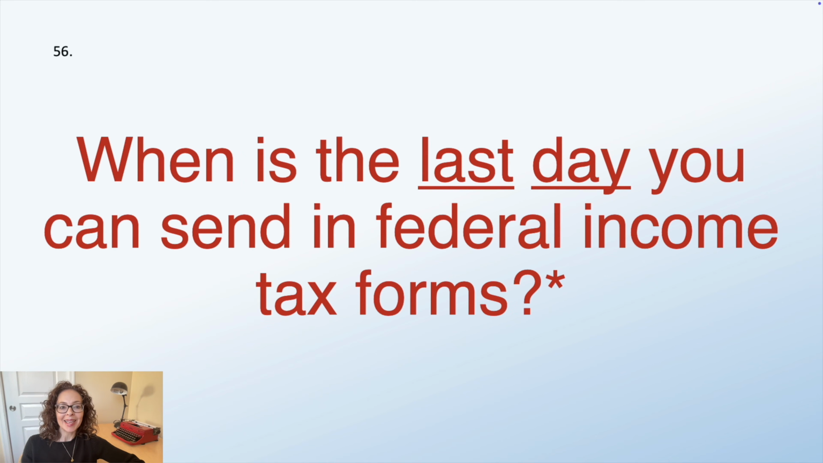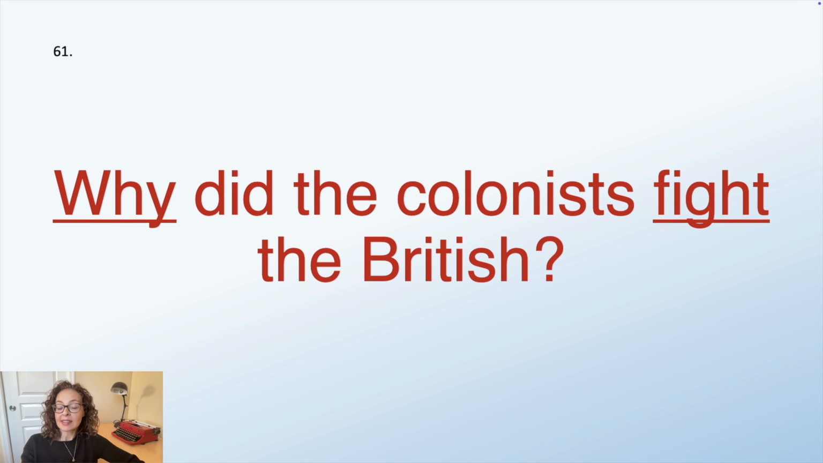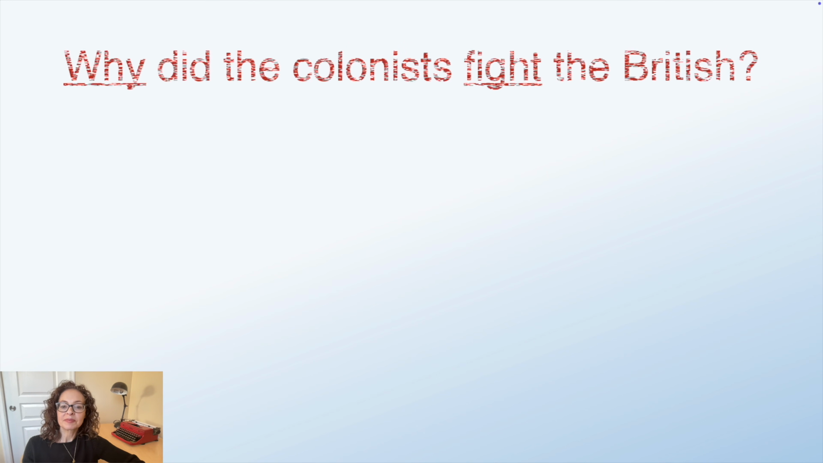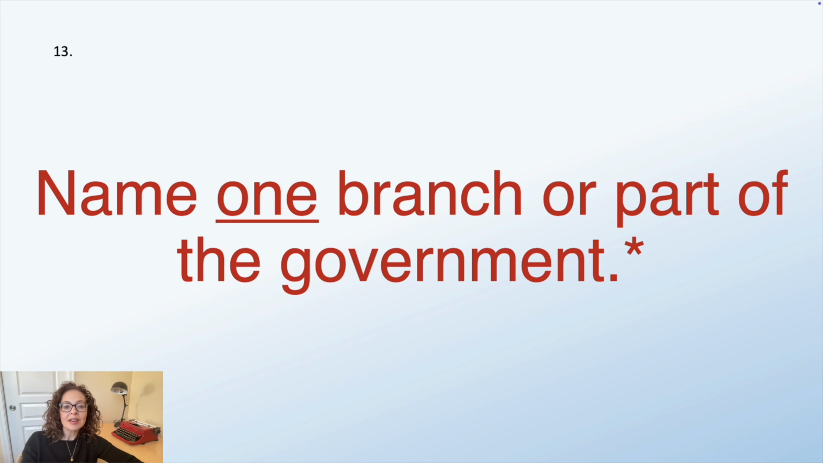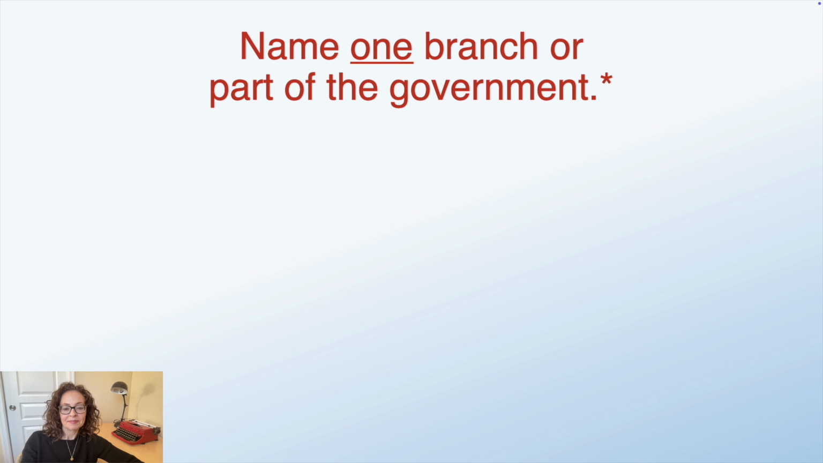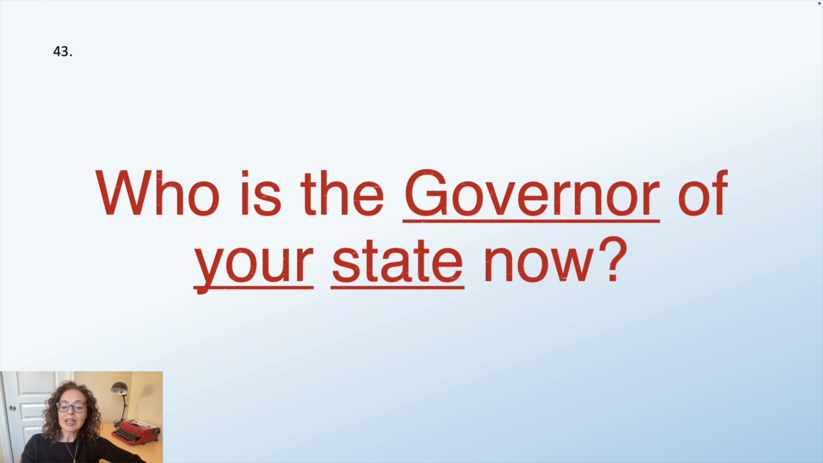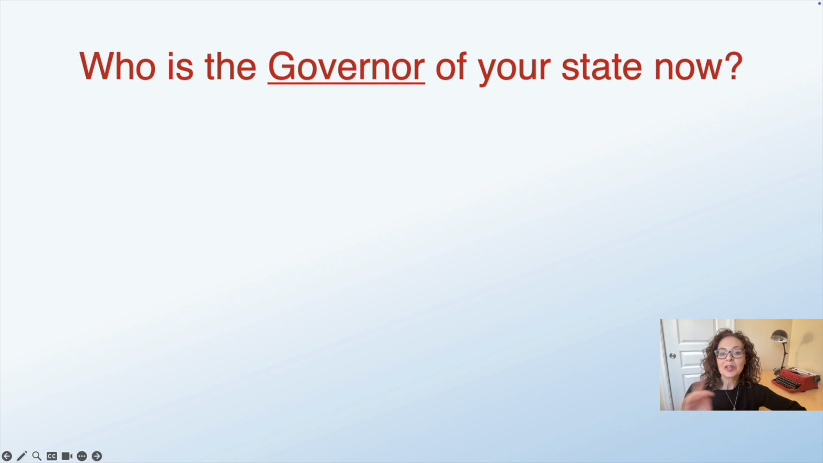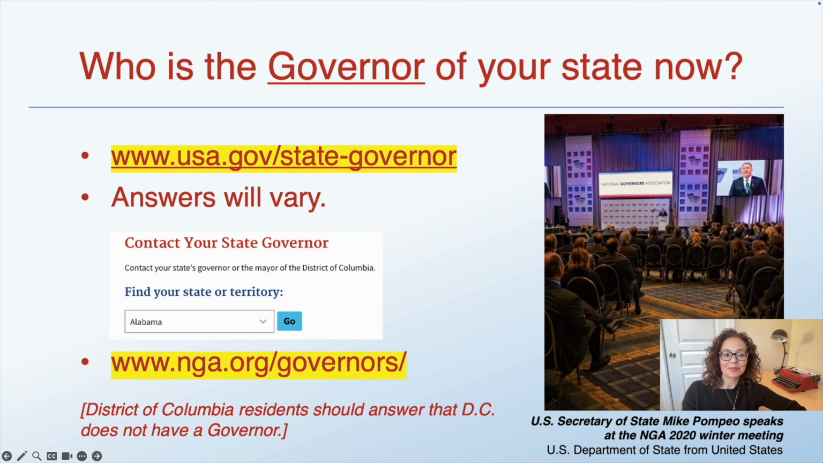When is the last day you can send in federal income tax forms? April 15th. Why did the colonists fight the British? Because of high taxes. Name one branch or part of the government. Congress. Who is the governor of your state now? Of course, here again, answers will vary depending on which state you live in.